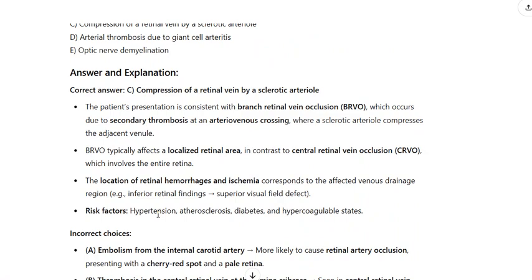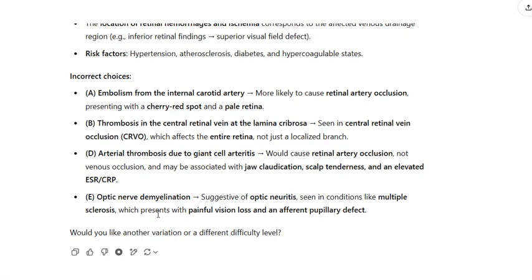Incorrect choices: A. Embolism from the internal carotid artery, more likely to cause retinal artery occlusion, presenting with a cherry red spot and a pale retina. B. Thrombosis in the central retinal vein at the lamina cribrosa, seen in central retinal vein occlusion, CRVO, which affects the entire retina, not just a localized branch.